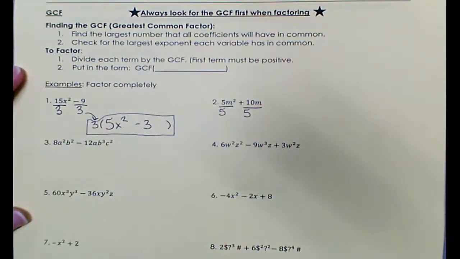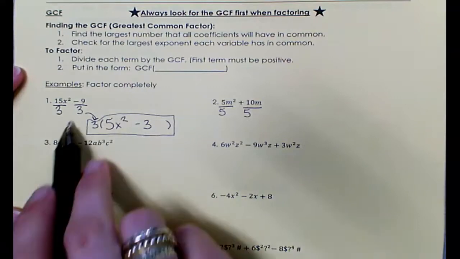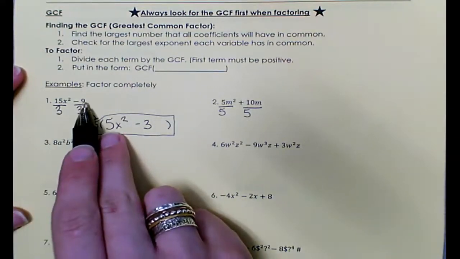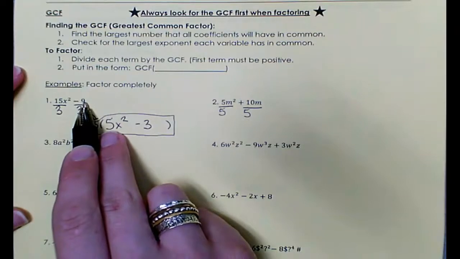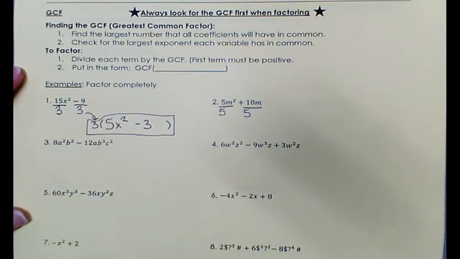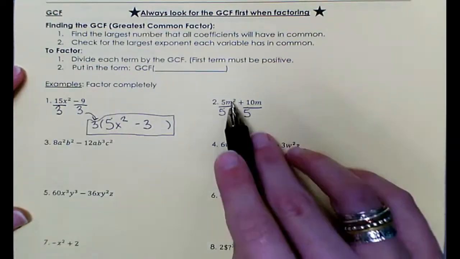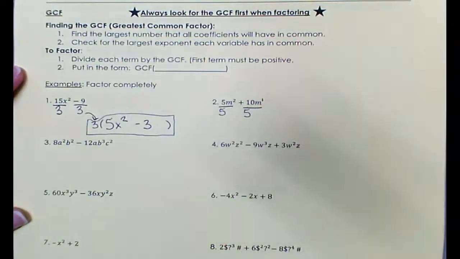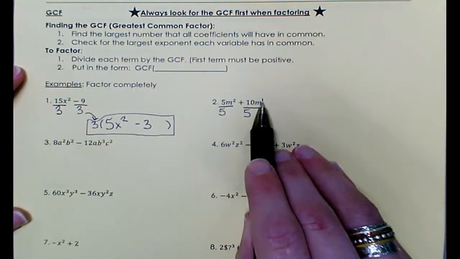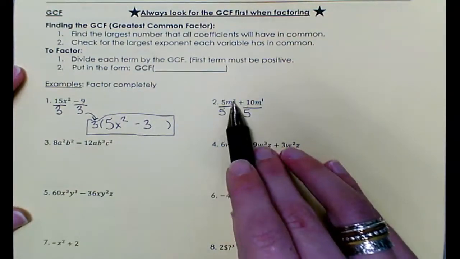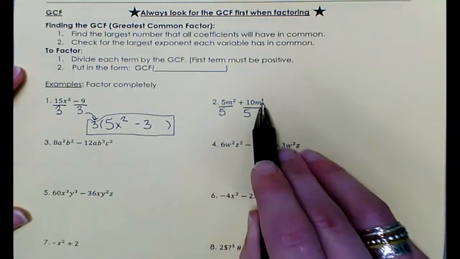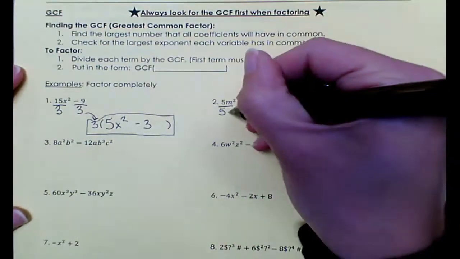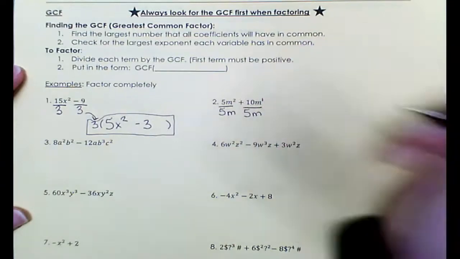Now, the next thing that I need to look for that I didn't have to worry about over here, because there was no x or x squared here, is I need to check for the variables and their exponents. This is m squared and this is m to the power of 1. That means that all terms have at least m to the power of 1. This has m to the power of 2, but they at least have 1 m. So that's going to be part of my GCF.